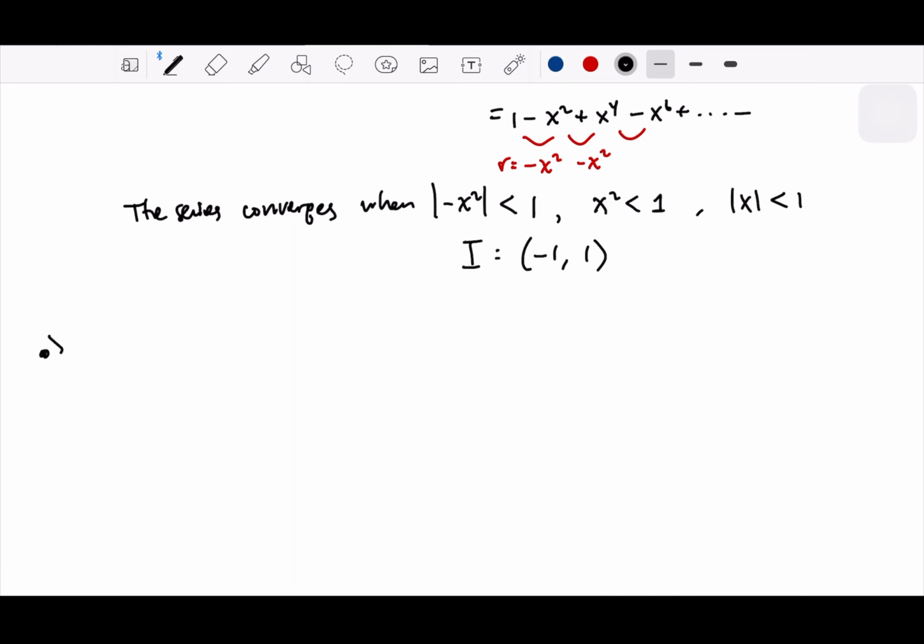Okay, the other question: find the power series representation for 1 over x plus 2. And the idea is still the same. What we have is 1 over 1 minus x. So we need to force 1 over x plus 2 to take the form of 1 over 1 minus x. So we need to at least factorize 2 first, right? And then change the plus into minus.